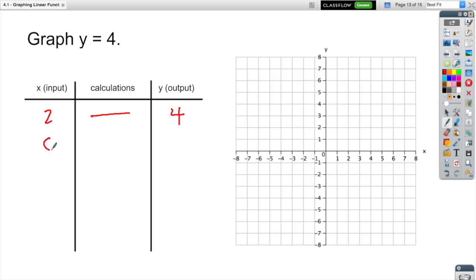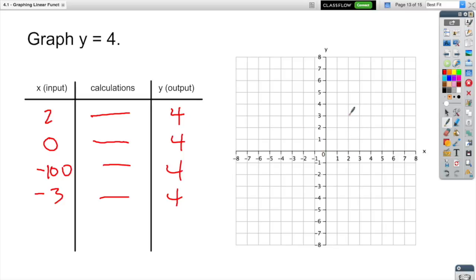I can pick 0. Okay, and once again, it doesn't matter what the calculations are, if I put x is 0, y is again going to be 4. So that's how you should interpret a problem like this: no matter what your input number is, it could be negative 100, the output number is still going to be 4. You can keep doing this forever, but no matter what, you're always going to get an output number of y equals 4.